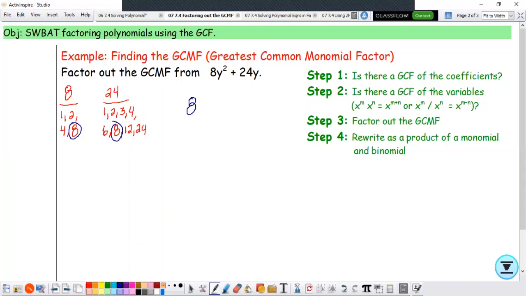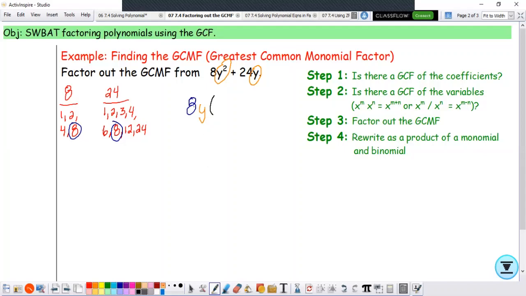Then I'm going to look at the variables. We have y squared and we have y. What is the greatest common? How many y's do they have in common? They have at least 1 y in common for each term. So I'm going to write an 8y as the greatest number of y's they each have in common. I'm going to open a set of parentheses.